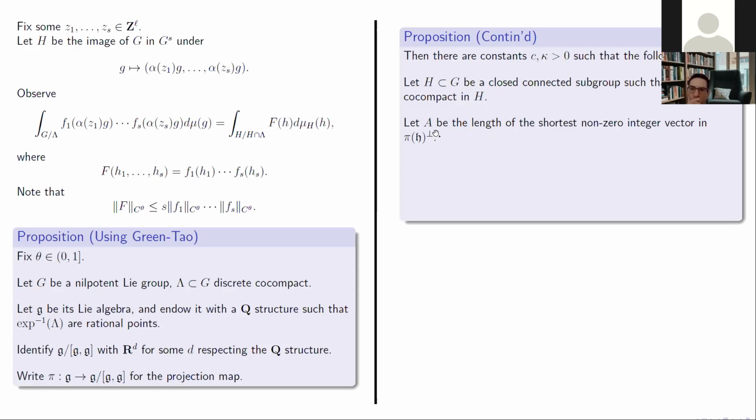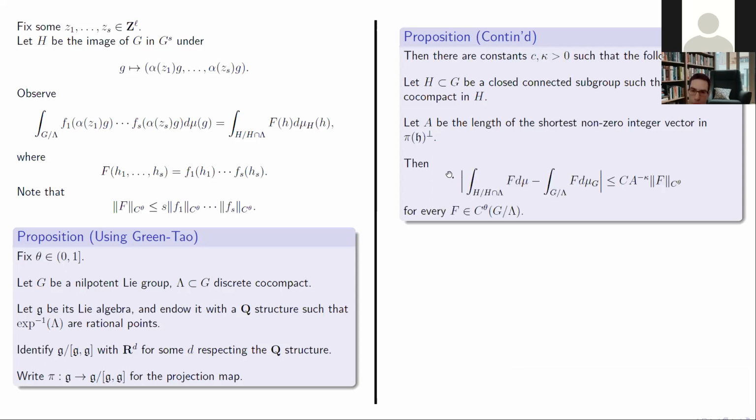And then I denote by capital A the length of the shortest non-zero integer vector in the orthogonal complement of pi of h. So what is h? h is the Lie algebra of capital H. And pi of h is its projection to the Abelianization. And you look at its orthogonal complement, and you look for integer vectors there. And you look at what is the shortest one, and the length of it will be A.